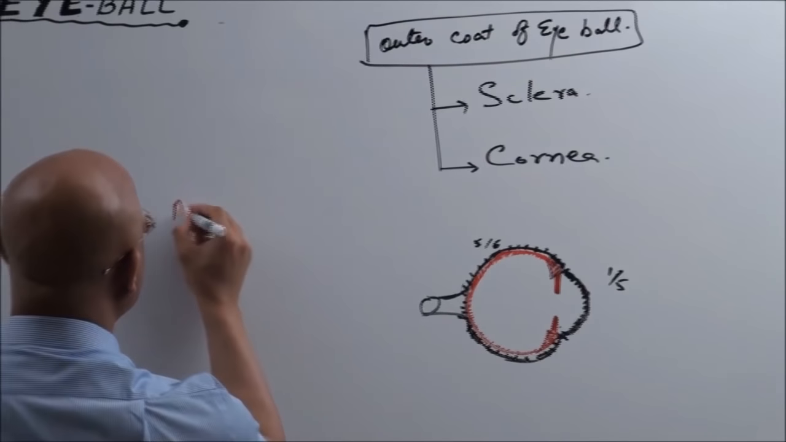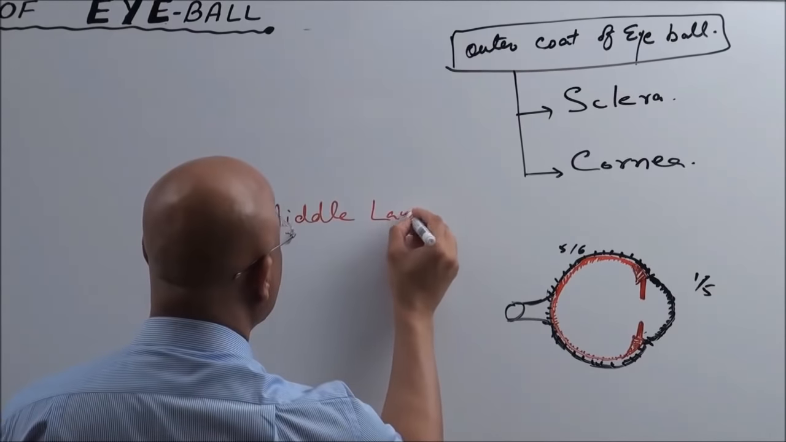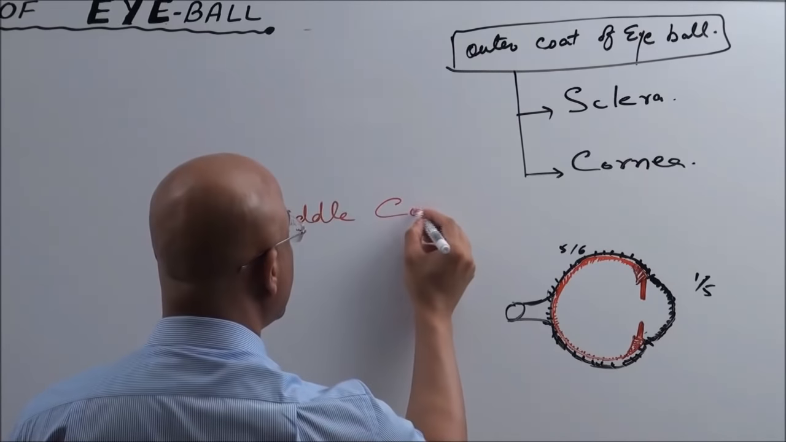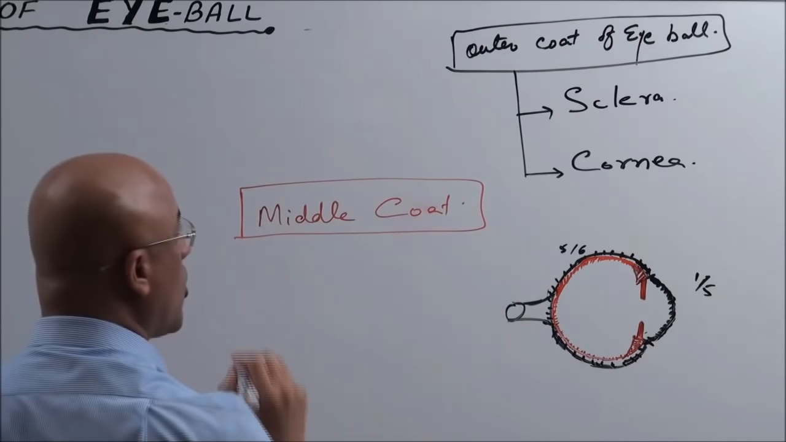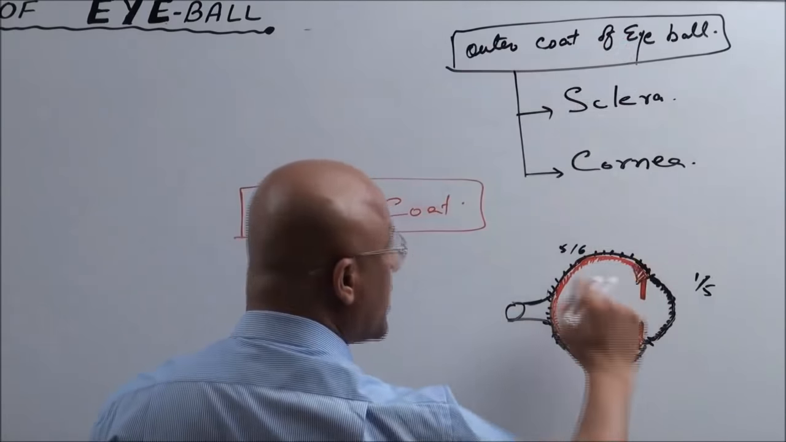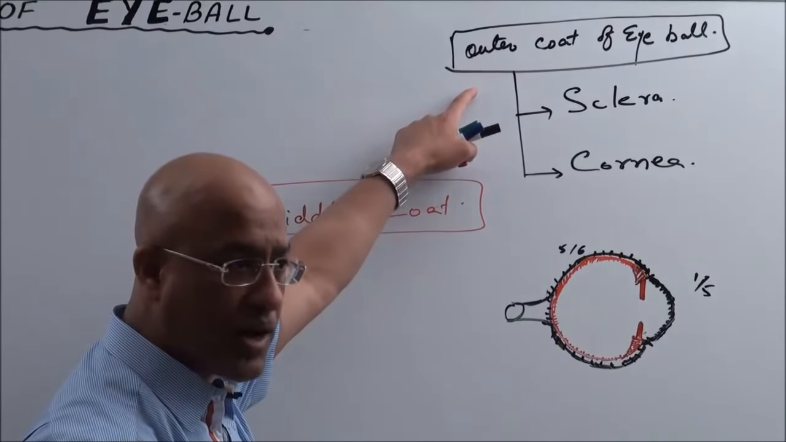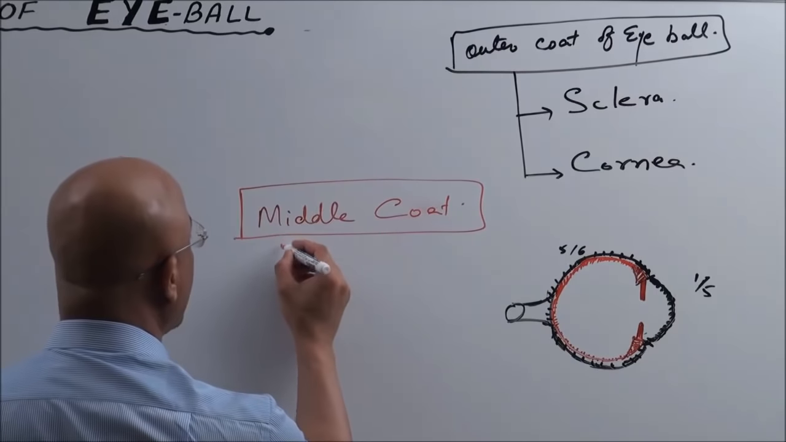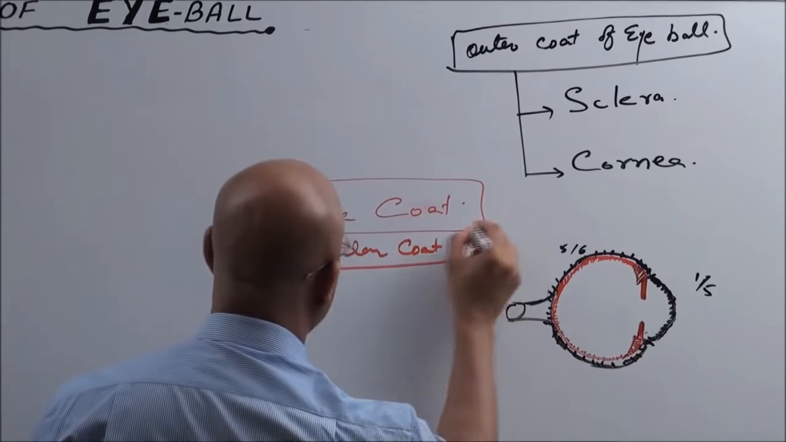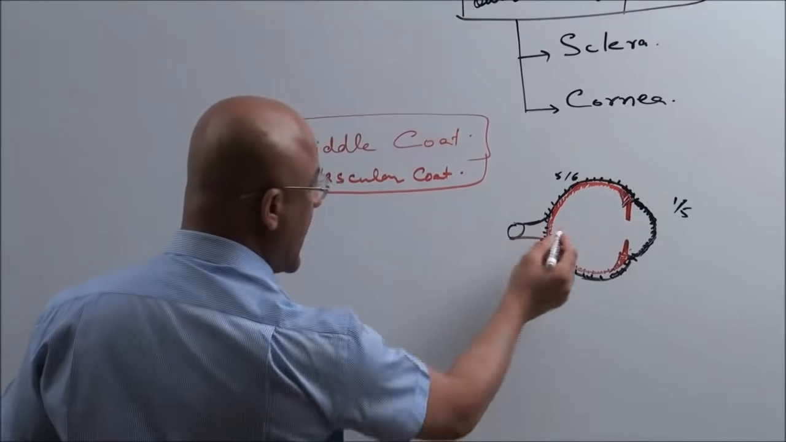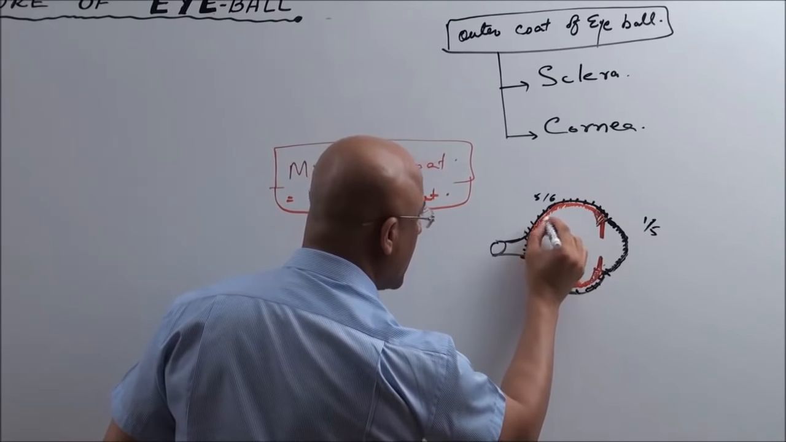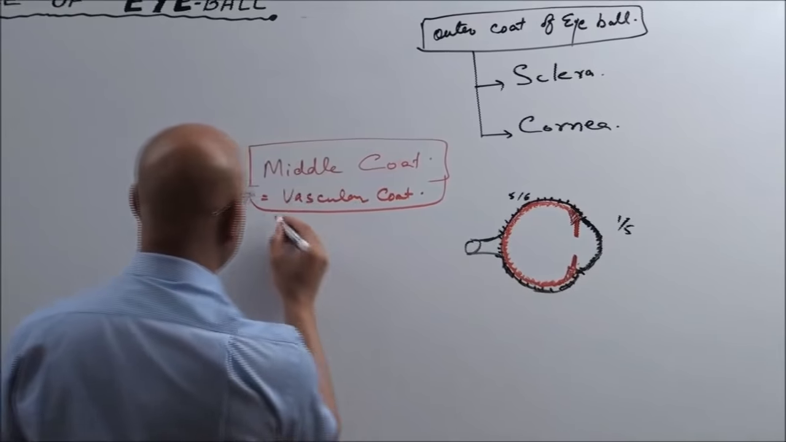Then I came to the middle layer. This middle layer, or middle coat of the eyeball, is also called the vascular coat or nutritive coat. This was the outermost coat, the protective cover, and this is the nutritive or vascular coat. So the middle layer is equal to the vascular coat, and its posterior most area is called the choroid.